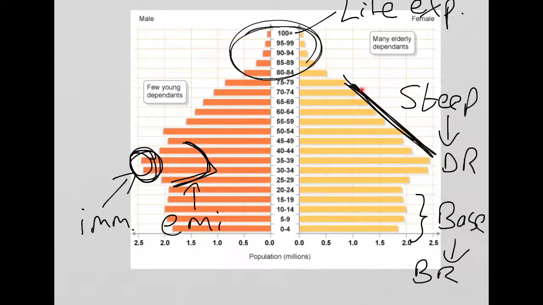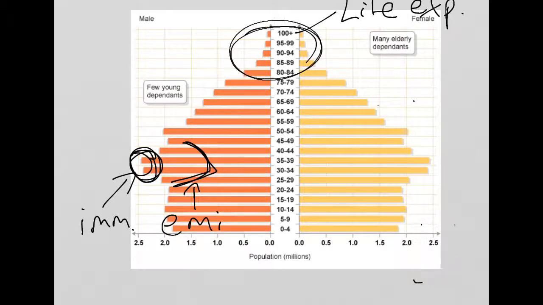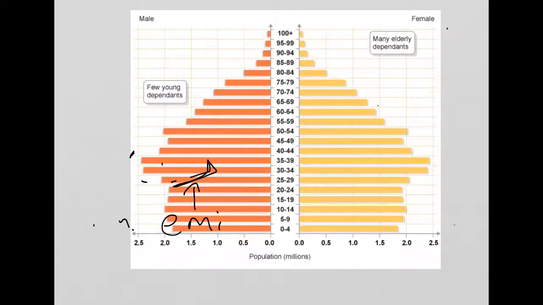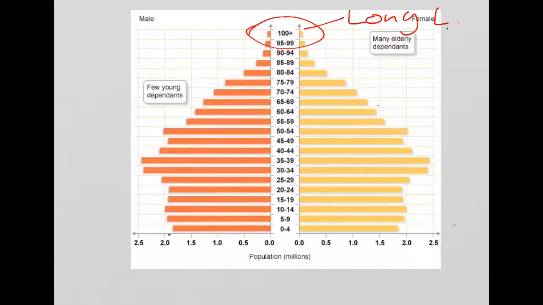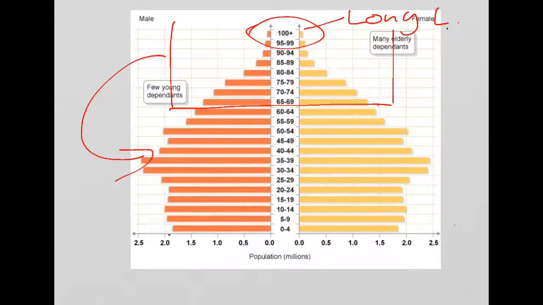So if I just remove some of these labels, you can see that in this example we have a fairly tall population pyramid. So in this example we have a tall population pyramid which indicates a long life expectancy. So everyone over the age of 65 in this part of the pyramid here are looked after by the economically active. We pay our taxes, the healthcare is good for them, and they survive well.